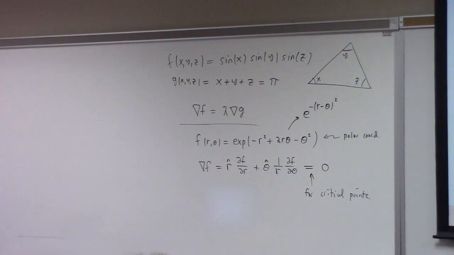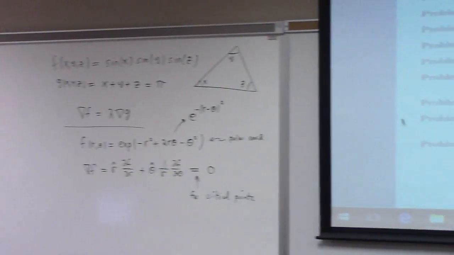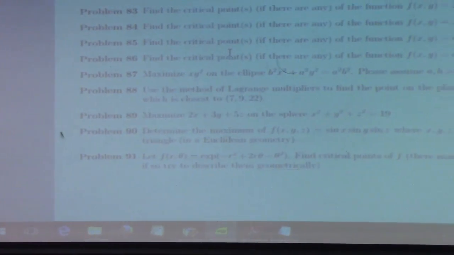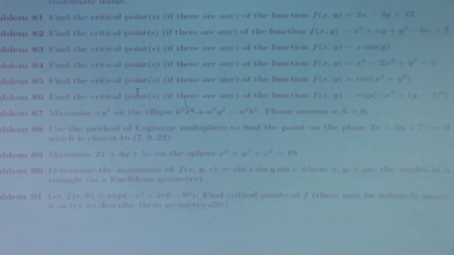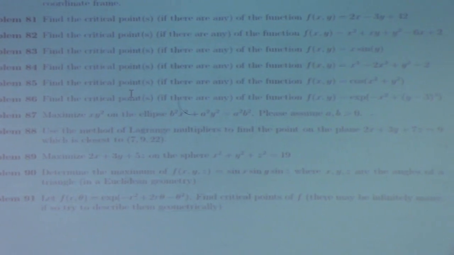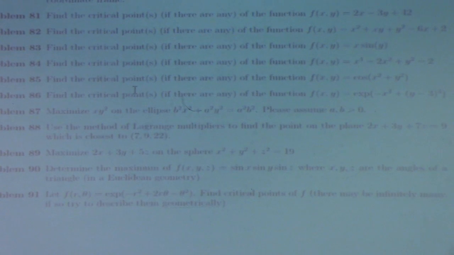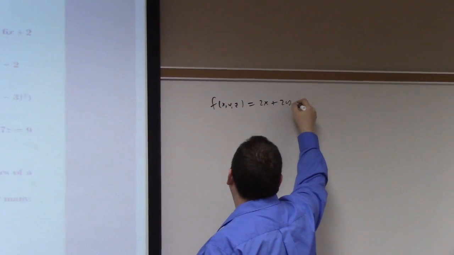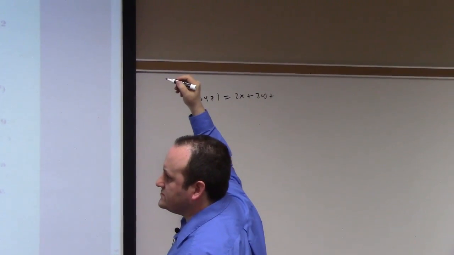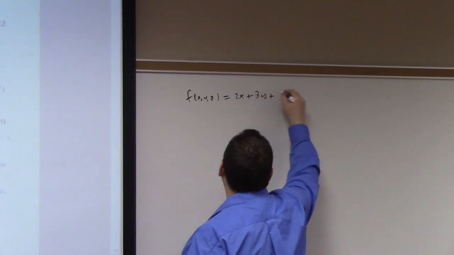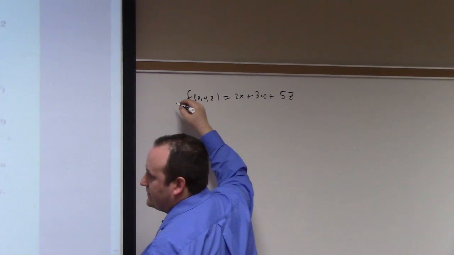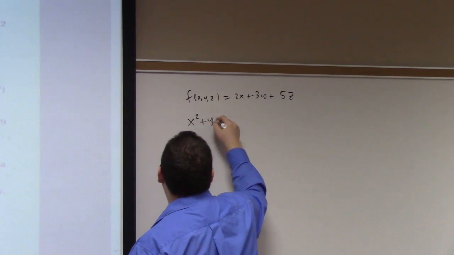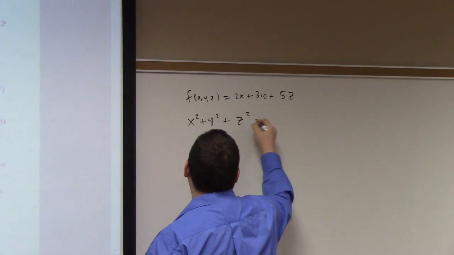Other questions? This one looks complicated, but it's really beautifully simple when you get to the answer, at least assuming I did it right. That's what I'm aiming for. But yes, questions? How about 89? Maximize that on the sphere. So the objective function, of course, is what? 2x plus 3y plus 5z on just this sphere: x squared plus y squared plus z squared equals, what was it, 19.